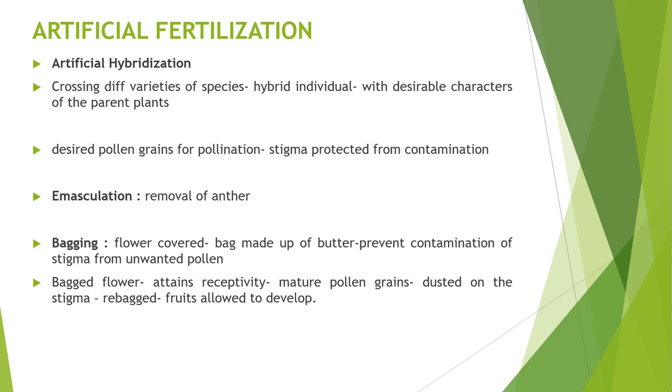Okay, so this is about the artificial hybridization or the artificial fertilization. Okay, ये समझ में आ गया आपको artificial hybridization क्या होता है? To improve and enhance the quality of the plants, we will do such type of steps with the help of emasculation, bagging and other steps. That whole process is known as the artificial fertilization or the artificial hybridization.